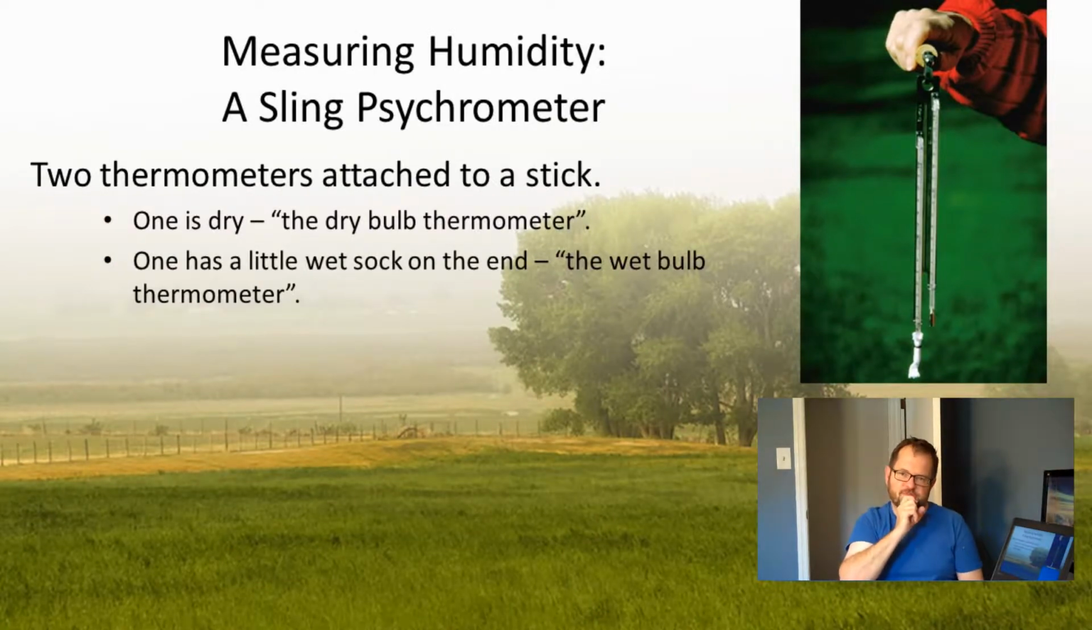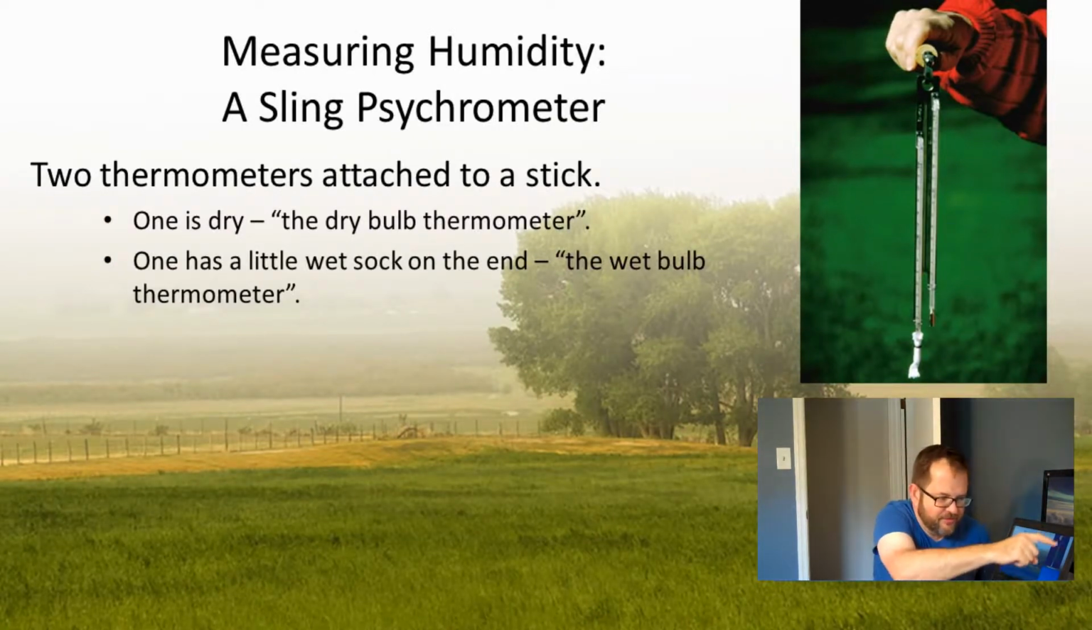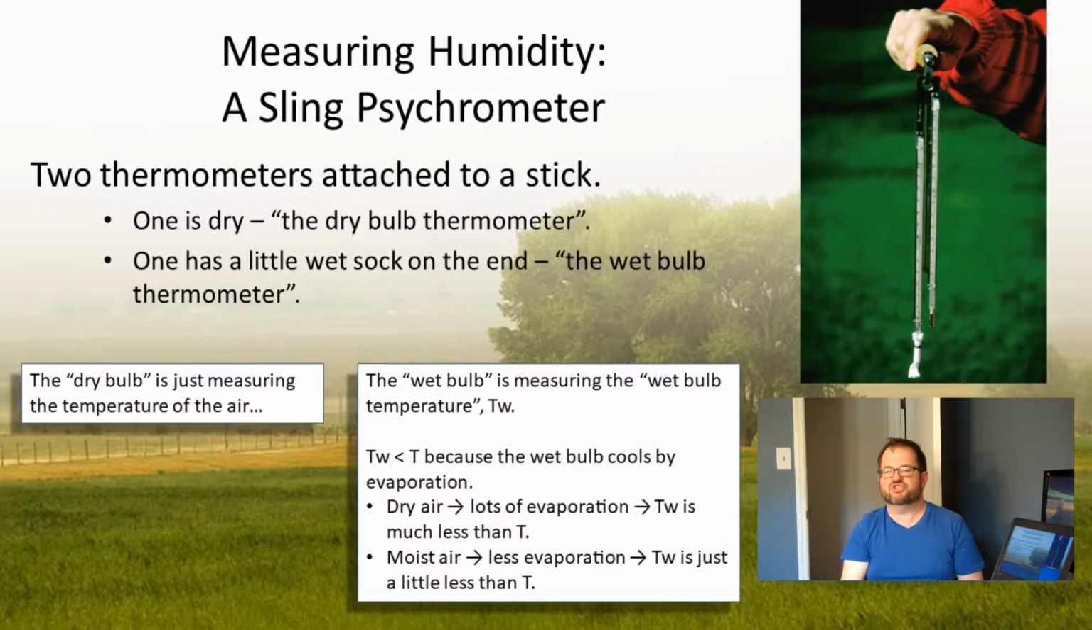There's two thermometers. One is a perfectly normal thermometer, exactly what you're picturing. It's got a bulb of mercury or alcohol or something down there, and all that's doing is measuring the temperature of the air. We call that the dry bulb. The bulb is the little part down there that's holding the mercury or the alcohol. So that's the dry bulb thermometer. It's just measuring the air temperature.